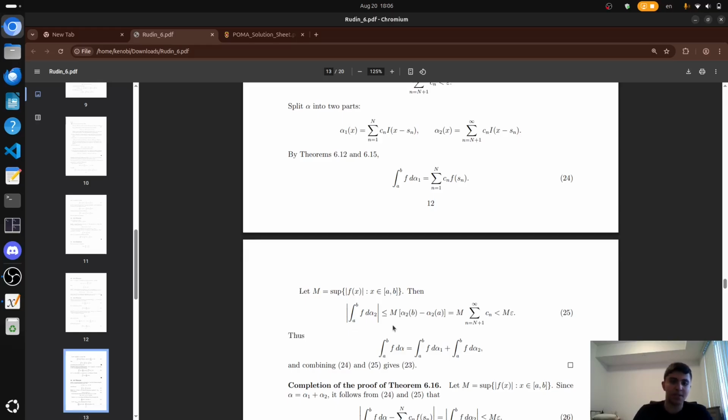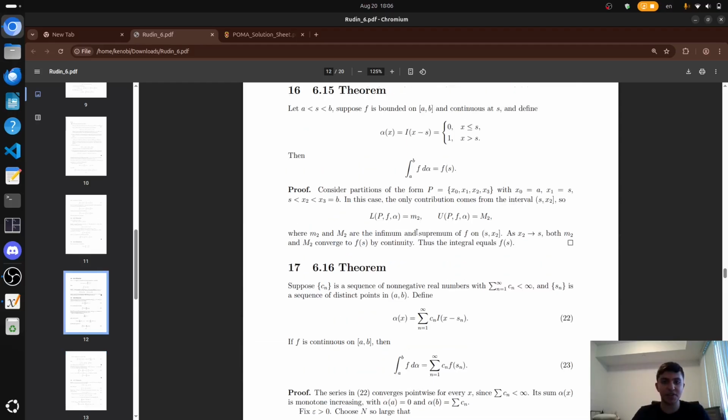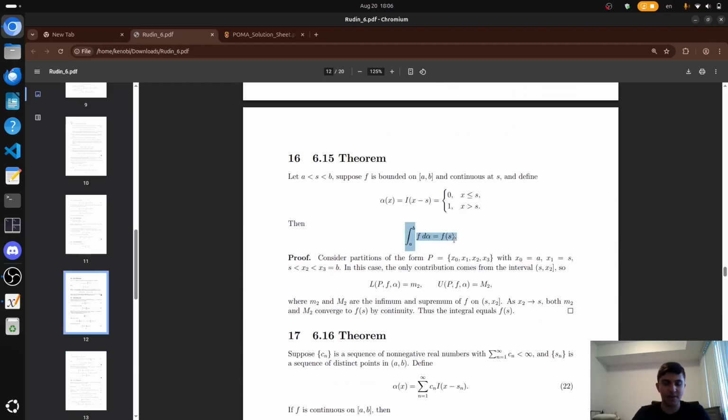Let M capital be the supremum of f of x for x in [a, b]. So exactly, that's the strategy. The strategy is just to use this again and describe it as a sum of these things together to get to the result.